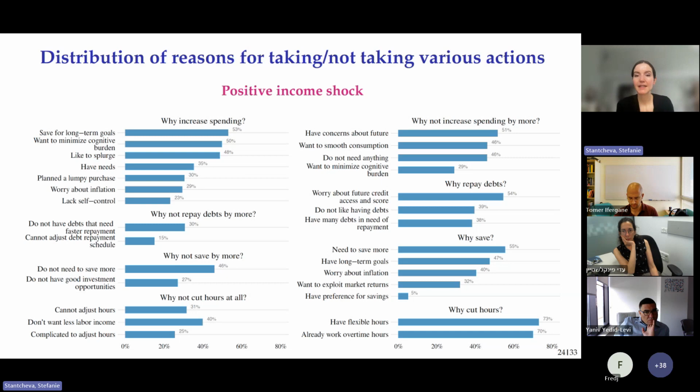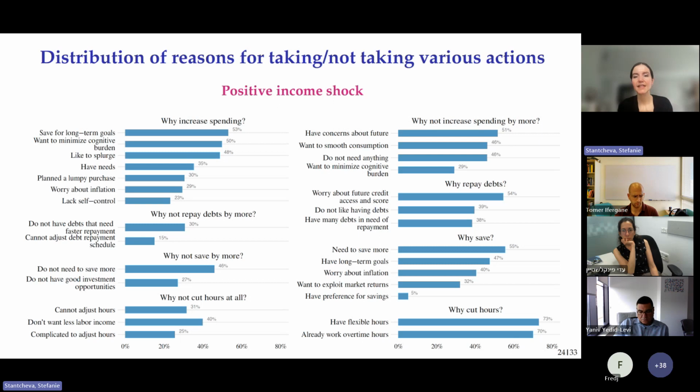Why do you not increase spending by more on the top right? Because you have concerns about the future, because you want to smooth your consumption, you have your habits already, because you don't need anything, because it's easier to just not do it. Why do you repay debt? Why do you not repay debt? Why do you save? Why do you not save more? Also hours of work, which is another relevant margin. Why do you cut your hours? Why do you not cut your hours?